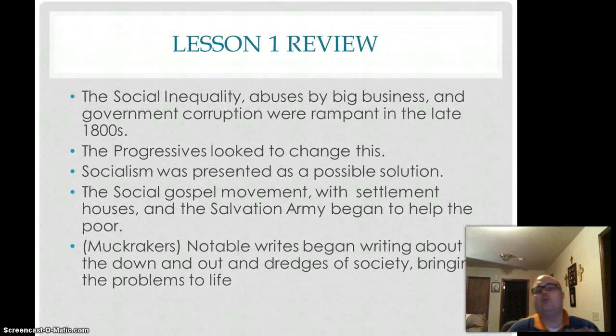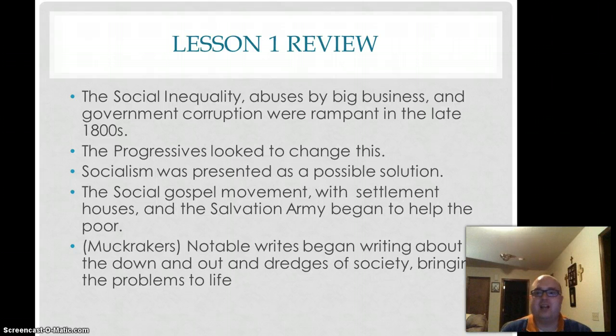All right, a little review of the progressive era. Social inequality, abuses by big business, and government corruption were rampant in the late 1800s. Progressives looked to change this. Socialism was one way, presented by Eugene V. Debs and De Leon with the Wobblies. Yeah, Wobblies, not Wobbles. That's totally different. So, the Wobblies.